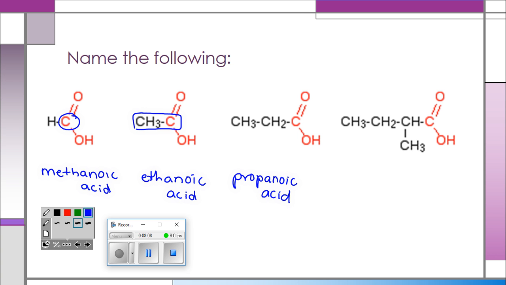Now the last one shows you an example of an acid that has a side group. Because this is my main chain, and there are 4 carbons, I would call this butanoic acid. So I would like for someone to tell me what the prefix should be here. Yeah. Methyl and what number?